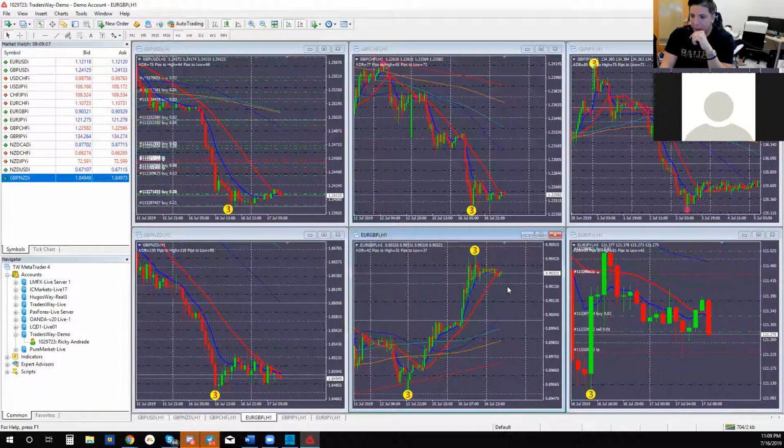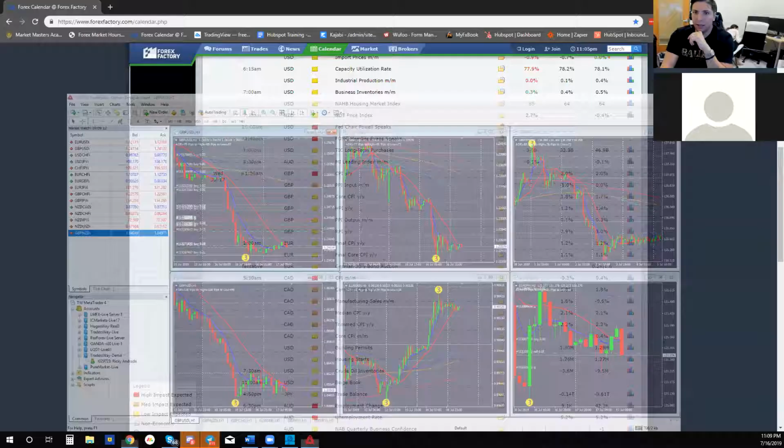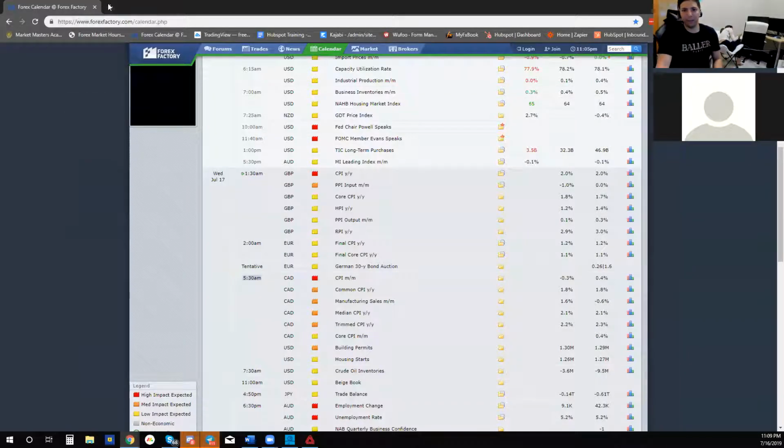That being said, I'm going to be looking at all these currency pairs and seeing what patterns we see, doing my analysis on TradingView.